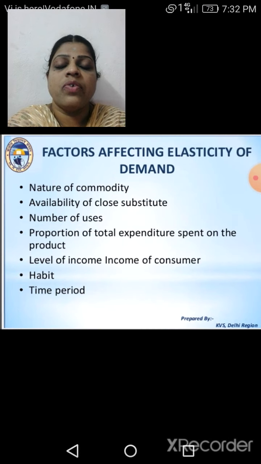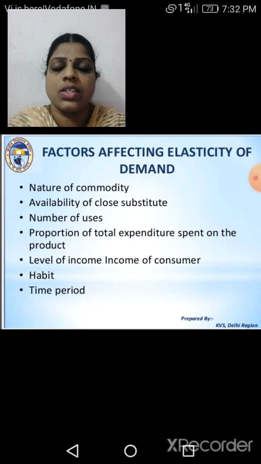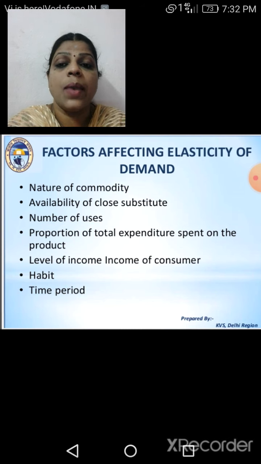The first one is the nature of the commodity. Next one, availability of close substitutes. Third one is number of uses. Next one is the proportion of the total expenditure spent on the product. Next one, the level of income of the consumers. Next is habit. The last one is the time period.